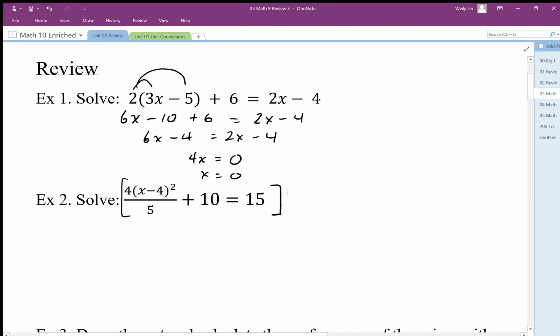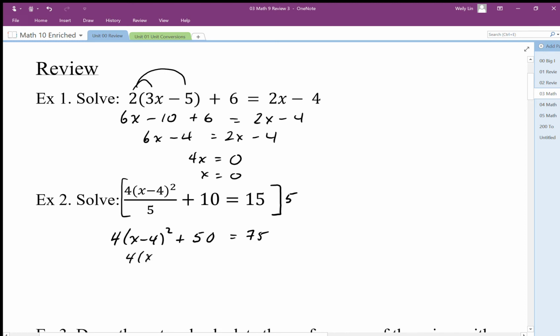first. So I'm going to times everything by 5. And we end up with 4x minus 4 squared. We have to remember to times that 10 by 5. And we also have to remember to times that 15 by 5. Okay, so we're going to combine our like terms. We're going to subtract 50 from both sides.